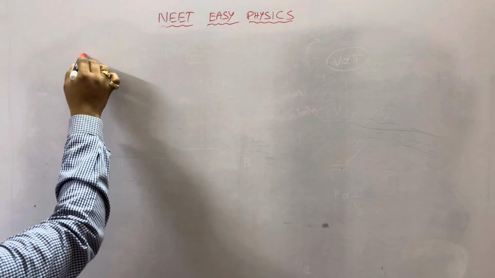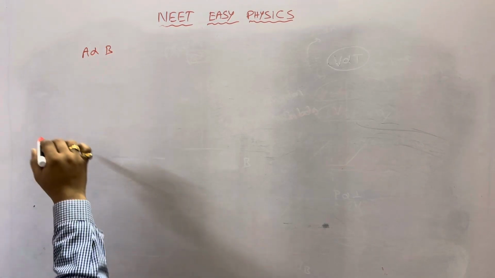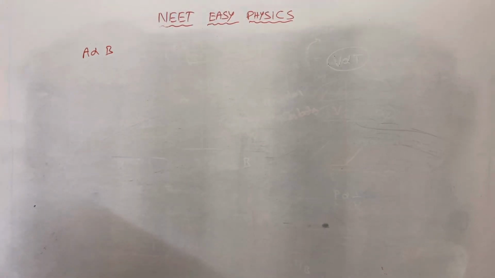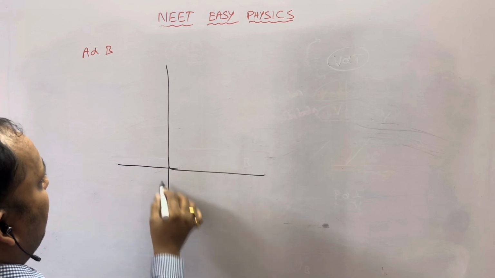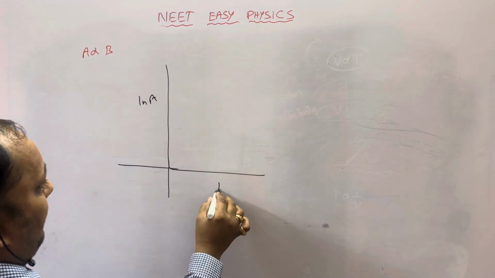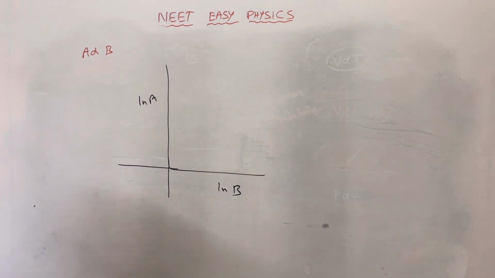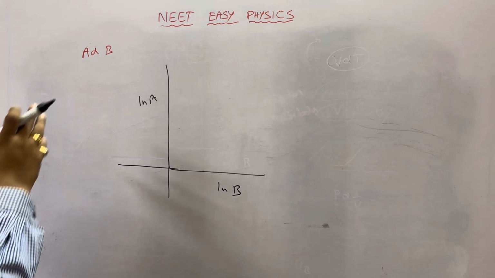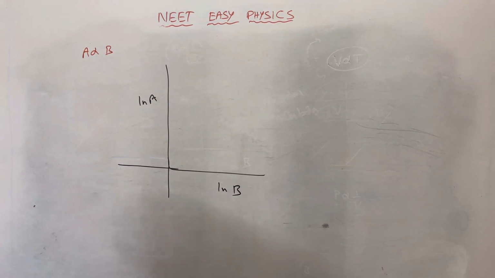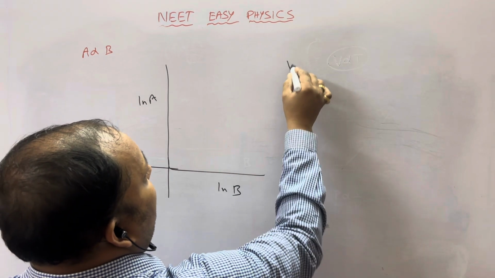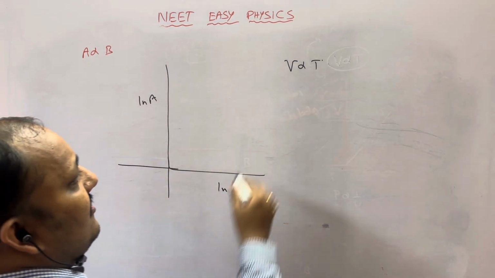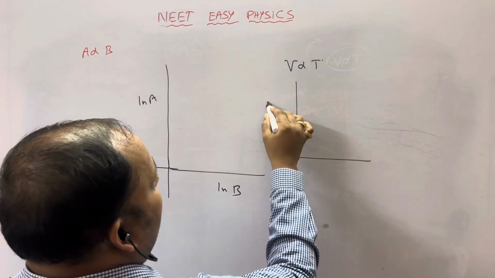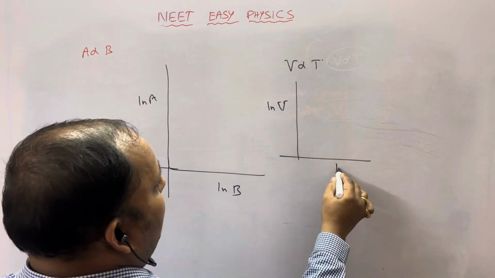Next, same thing: A is directly proportional to B. What is the nature of the log A and log B graph? They will ask that. They have given A is directly proportional to B. Let us assume volume is directly proportional to the absolute temperature of the gas. What is the graph nature between log V and log T?